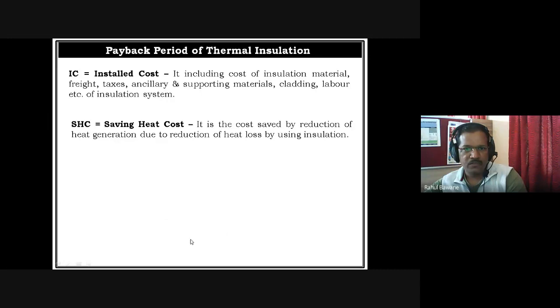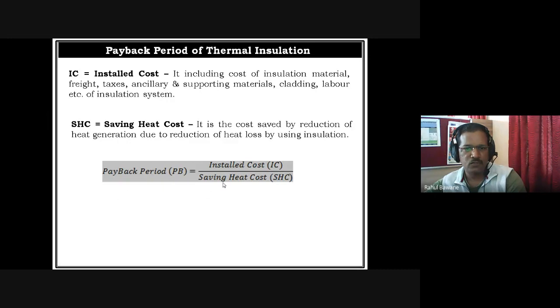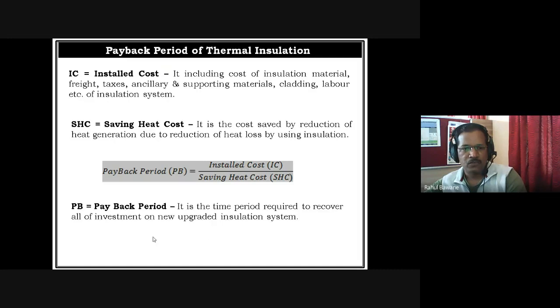Now on the basis of these two terminologies, we can find out the payback period, and payback period is the ratio of install cost divided by saving heat cost. So what is the payback period? In short, it is said PBP, payback period. It is the time period required to recover all the investment on a new upgraded insulation system.